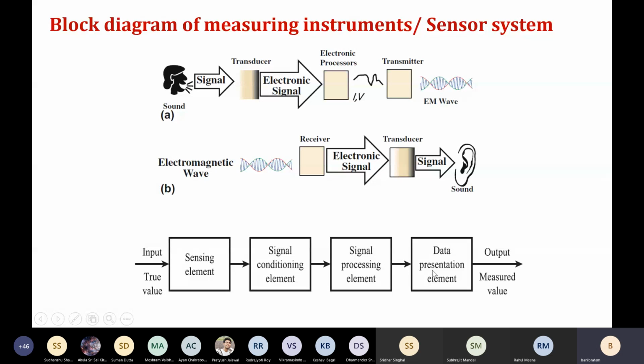And under the data presentation, it will typically include some displays or some wireless module so that you can present your data in a proper readable form, right? And finally, from this element, you can find the output or the measured value, right? So this is the typical block diagram of the sensor system.